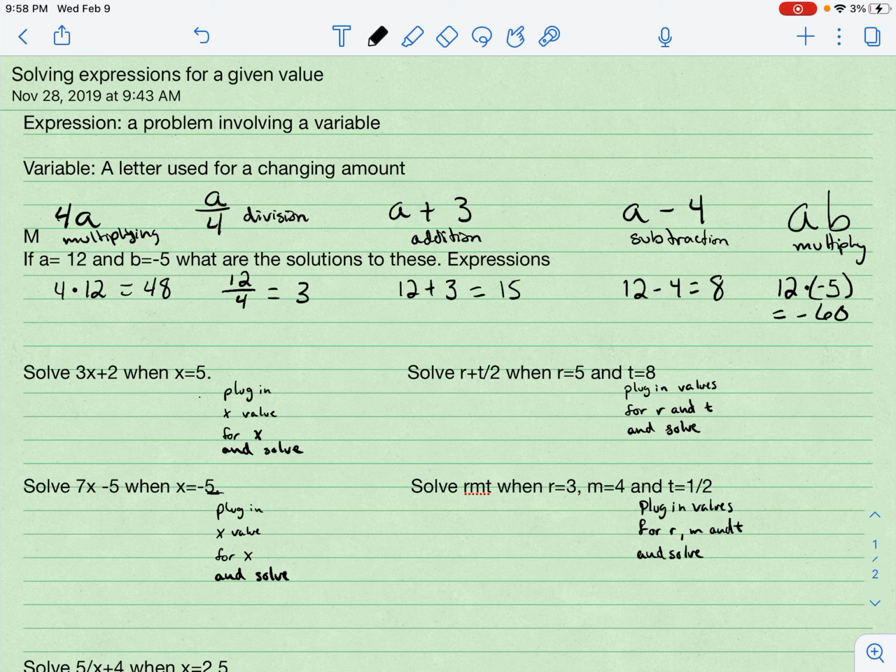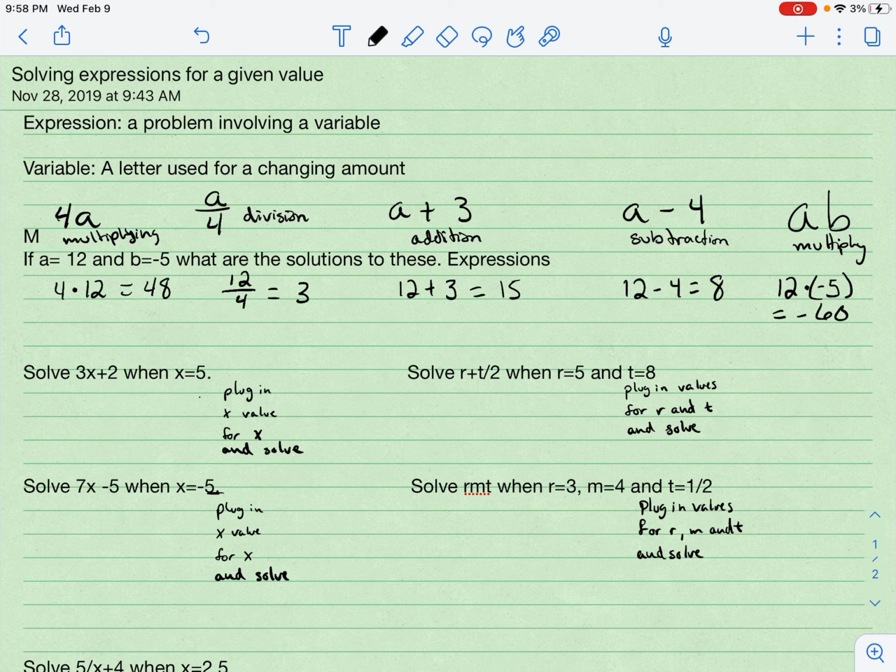So you're given an expression. You're given values for the variables. You replace that variable with that number and solve. So here we're going to go through 5 more problems. These ones are going to be worded a little different or set up a little different. There's multiple steps instead of just one operation going on.